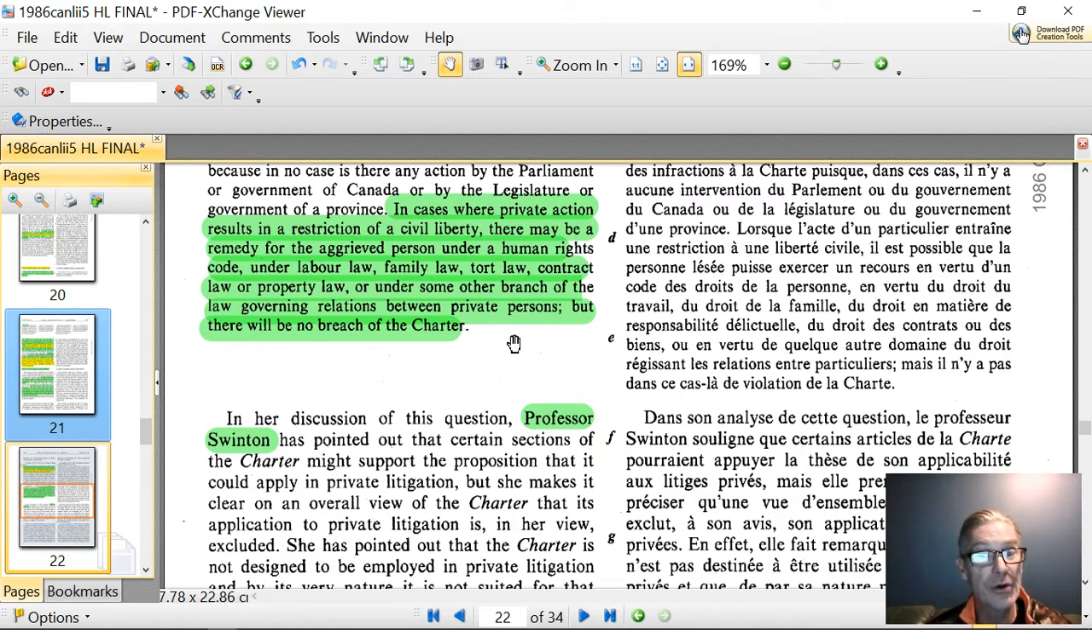aggrieved person under a human rights code, under labor law, family law, tort law, contract law, or property law, or under some other branch of the law governing relations between private persons. But there will be no breach of the Charter.